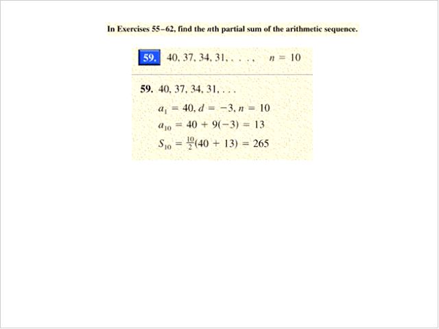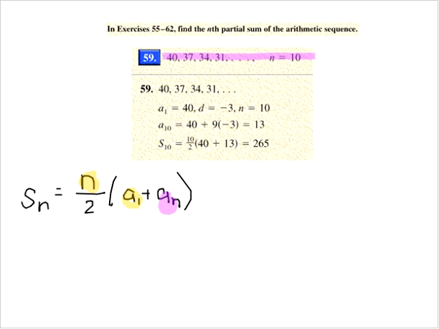Next, we're going to work on finding the nth partial sum of the arithmetic sequence. Because we are talking about sums, the nth partial sum can be found by doing n over 2 times a sub 1 plus a sub n. So we're going to need to know what n is, a sub 1, and a sub n. We're given this information right here. I already know that n is 10, so I'm going to plug that in. A sub 1 is my first term, which is 40. And I need to figure out what a sub 10 is.